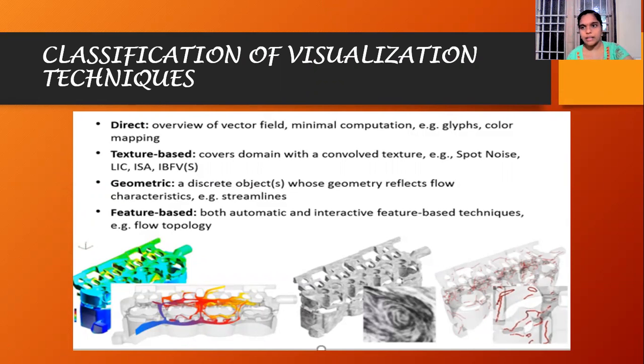The second one is texture-based classification. Texture-based classification mainly covers the domain which involves texture, like noise data, LIC, and similar techniques. The third one is geometric classification. Geometric classification involves discrete objects whose geometry reflects the flow characteristics. For example, streamlines, path lines, streaklines, etc. The next one is feature-based classification. Feature-based classification involves both interactive and automatic feature-based techniques. For example, flow energy, flow topology, etc.